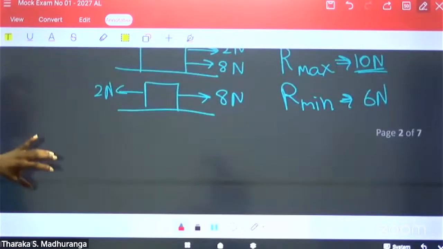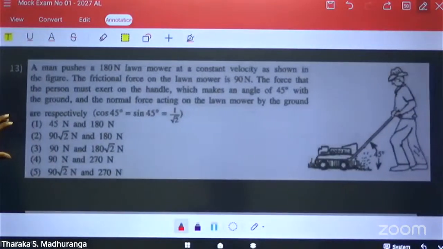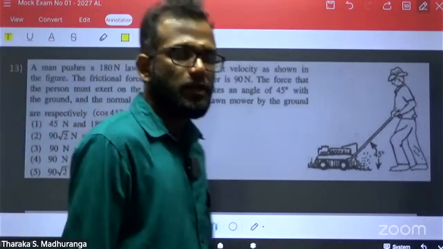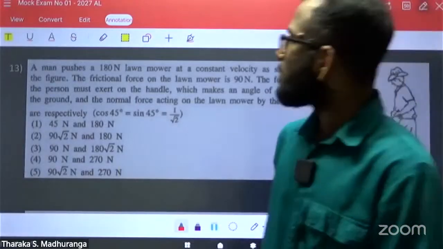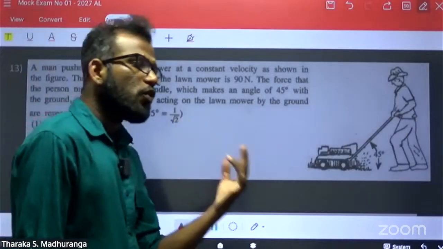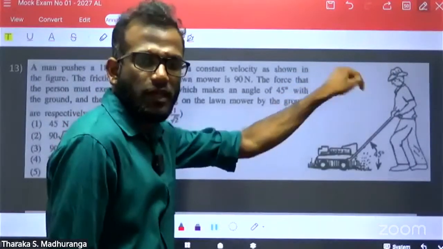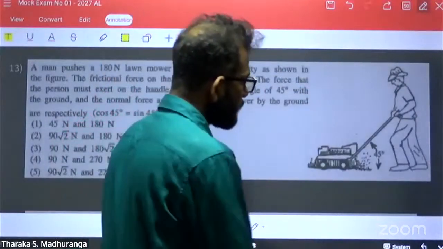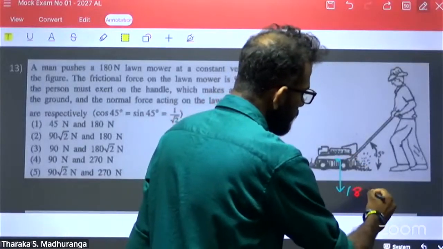Come to question number 13. This is a full past paper question. It's not my question. A man pushes a 180 Newton lawn mower. 180 Newton lawn mower means it is not the force applied by the person. It is the weight of this instrument, 180 Newton.